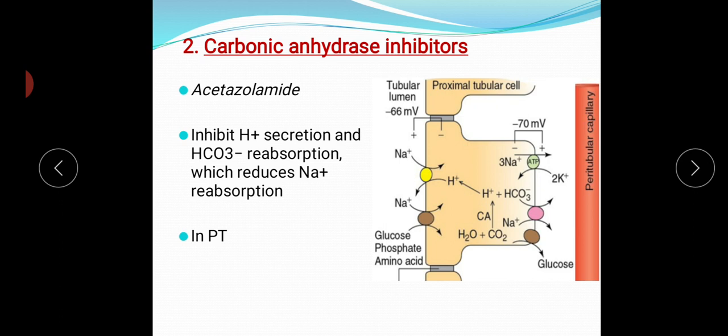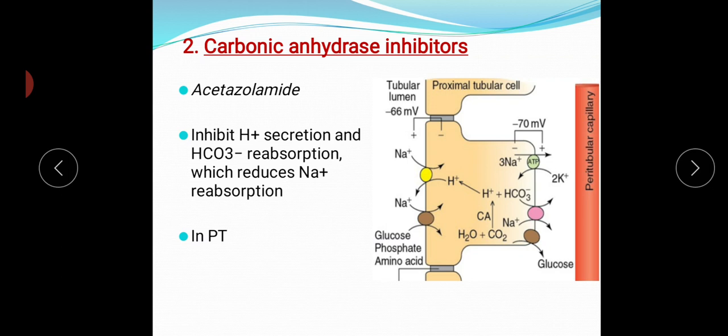Now the second thing is, many of these sodium ions that are reabsorbed from the proximal tubules are either reabsorbed via this sodium hydrogen exchanger pump, or via sodium glucose or sodium amino acid co-transport. But carbonic anhydrase inhibitors will prevent this sodium hydrogen exchanger, because here the H plus ions are not formed. This pump will not work.